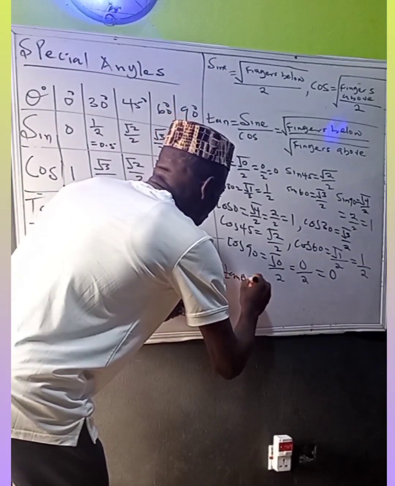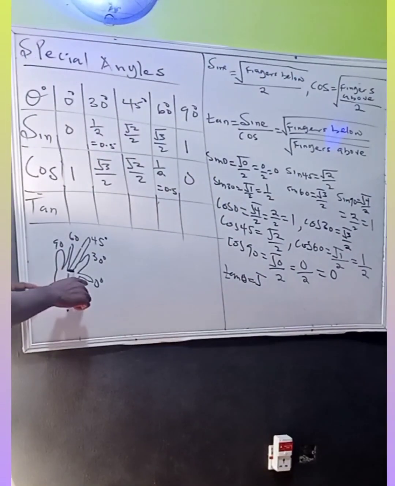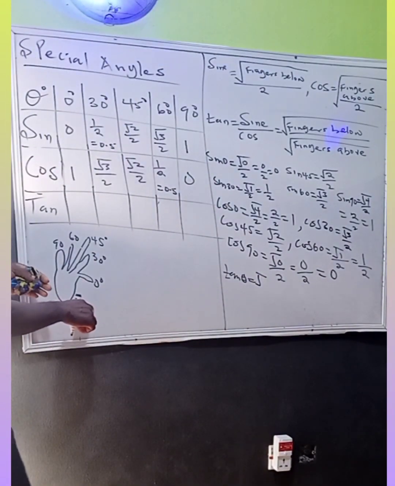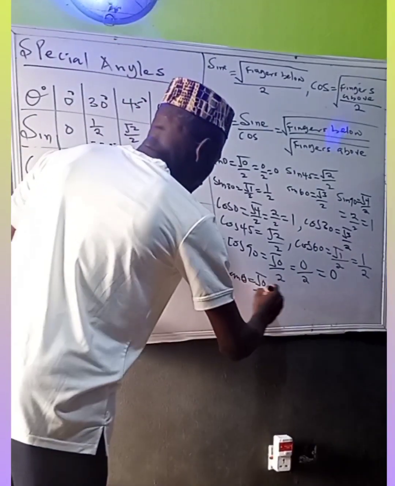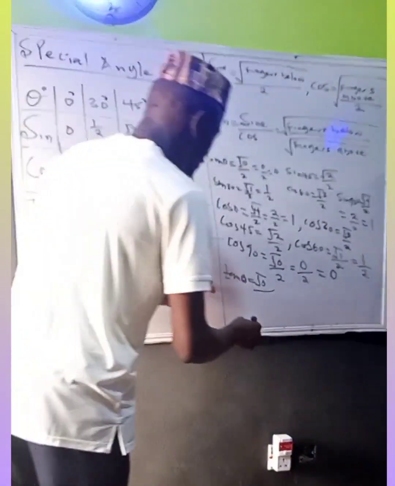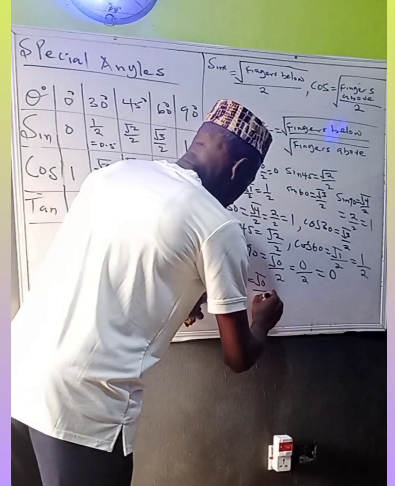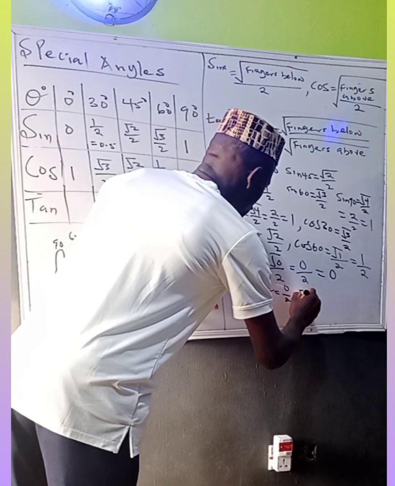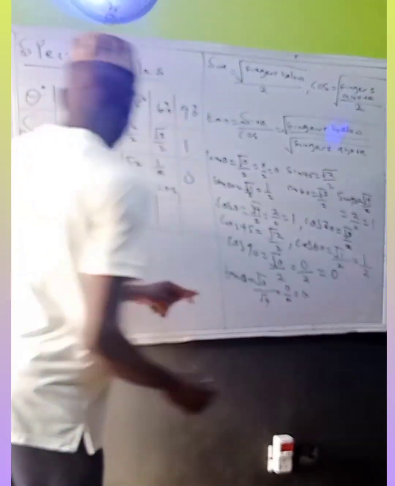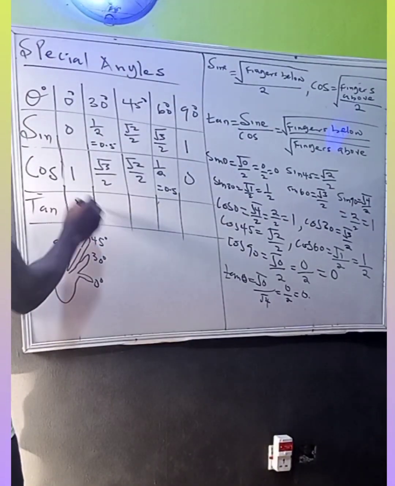Tan 0 becomes square root of, how many fingers do I have below 0? There is no finger I have below 0. I have 0, divided by, how many fingers do I have above 0? I have 4 fingers. So the answer gives me 0 divided by 2. And the answer is 0. So tan 0 is 0.